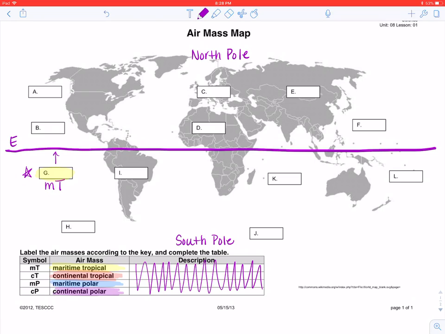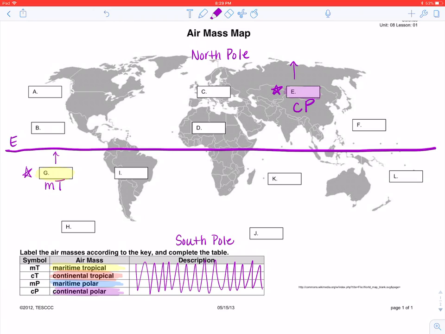Okay. I'm going to do one more with you. Let's look at letter E over here. Look at letter E. I'm going to ask myself, is letter E over land or is it over water? It's over land, so it would be continental. And is letter E closer to the equator or closer to the poles? It is closer to the poles, so it would be polar. So I'm going to find my color for continental polar, and it's purple. And I'm going to color that box in purple.